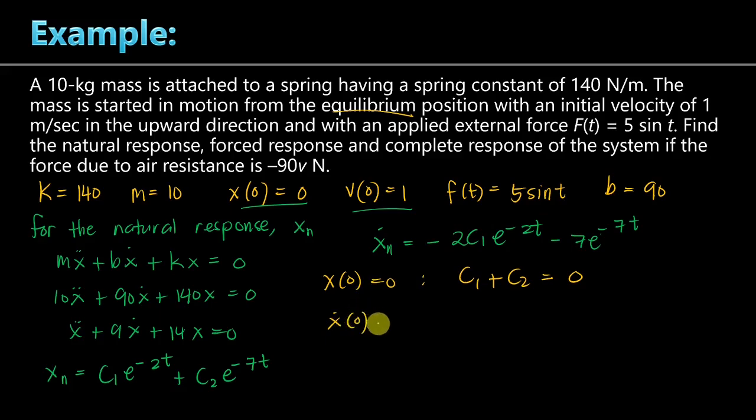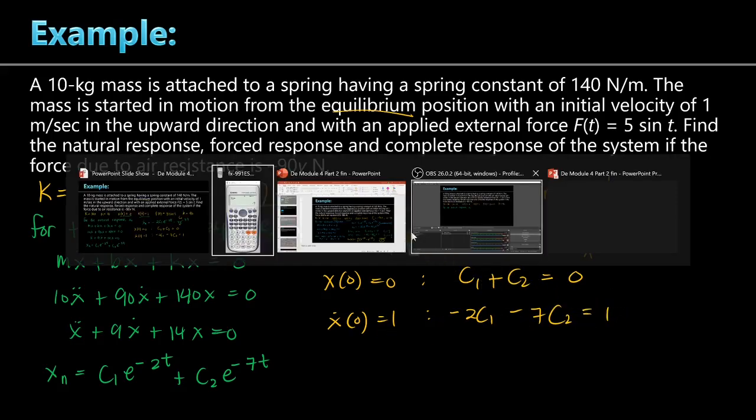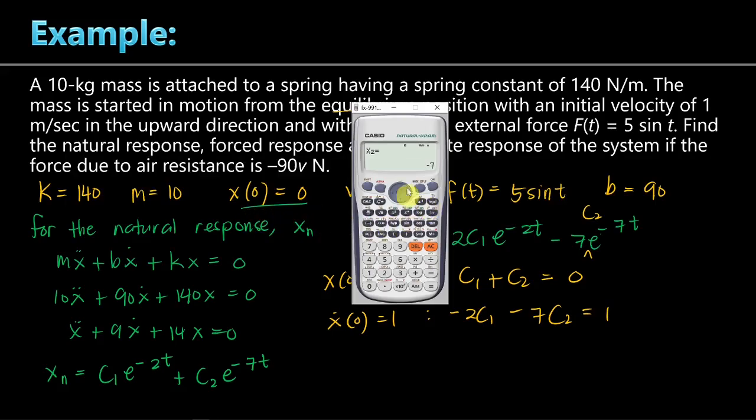X dot of 0 is equal to 1. Ito yun, because x dot is v. Dito natin yan isa-substitute. So, dito may matitirang negative 2c1 minus 7c2 equals yung initial velocity na 1. And again, using a calculator, pwede na tayong maghanap ng values ng C1 at C2.